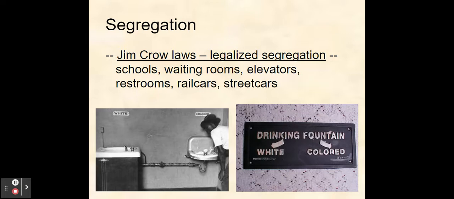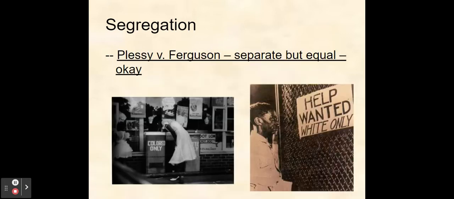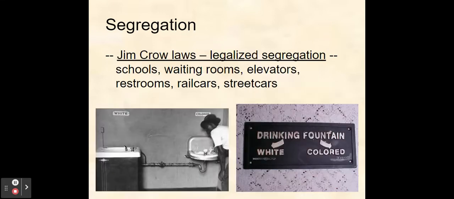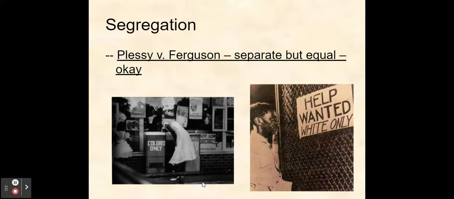The Jim Crow laws are upheld by the court case of Plessy versus Ferguson. Plessy versus Ferguson said separate but equal is okay. So going back to that picture of the two water fountains, you can clearly see that this one, the white only water fountain, looks better than this one, the colored water fountain. But according to Plessy versus Ferguson, as long as everybody has access to the water, that is perfectly okay. All right. It doesn't matter that one looks better than the other.